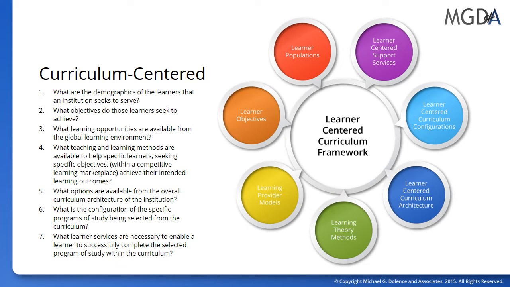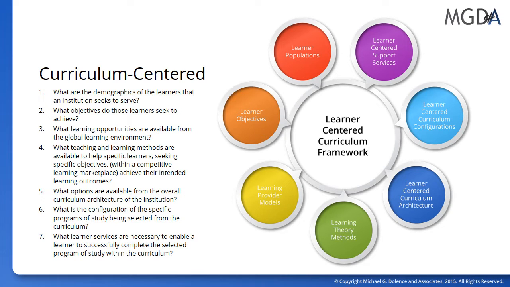The second question asks, what objectives do those learners seek to achieve? The answer helps us better understand the motivational forces at work and the subsequent decision processes related to engaging a curriculum. The third question asks, what learning opportunities are available from the global learning environment? The answer helps us recognize the characteristics, dimensions, and learning opportunities competing for the learner's attention. It also helps us understand innovations being tried elsewhere, as well as approaches inappropriate for us to attempt, or even for the learner to engage.